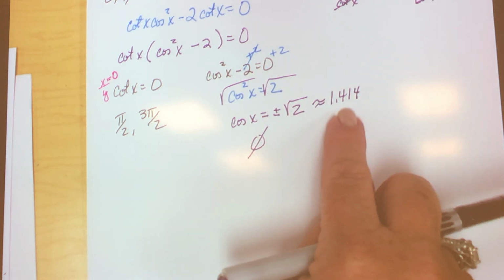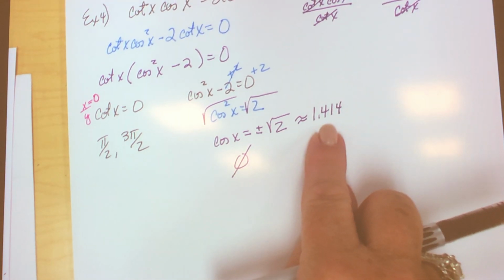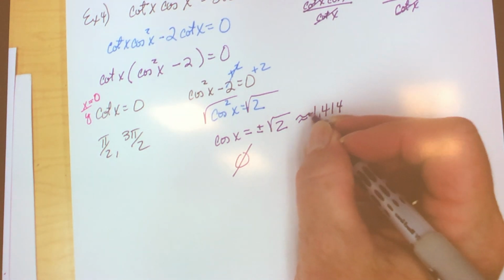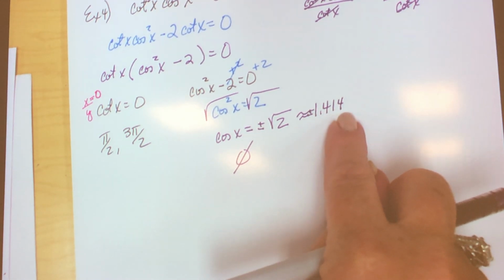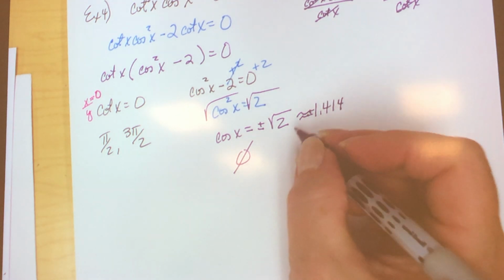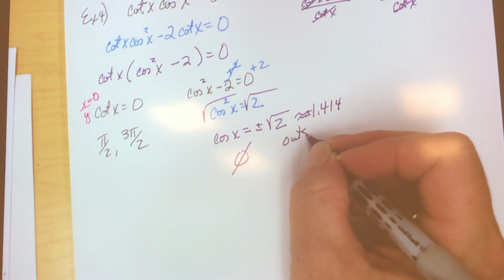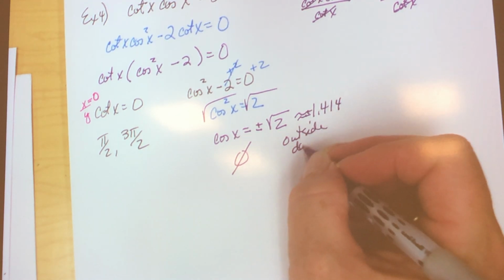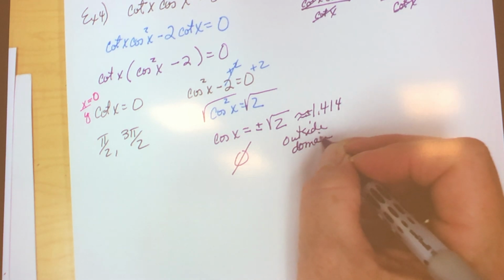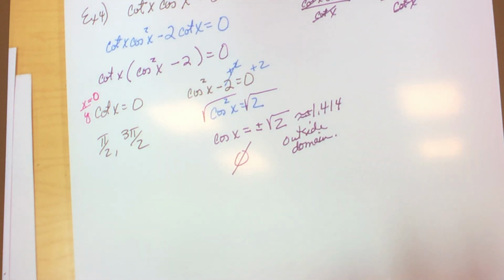Y'all, what is cosine's domain? Negative 1 to positive 1. So what do you know about plus or minus 1.414? Doesn't fit. It's outside your domain, people. But if it was a secant, it would be right. Yes, if I had done secant, it would have been okay.